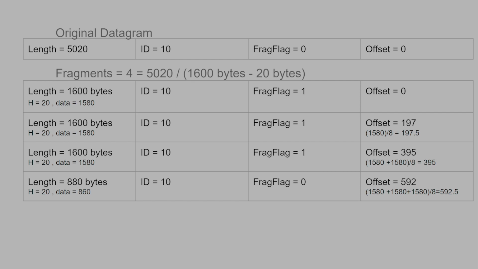So to calculate the size of each fragment, we can assume that all except for the last fragment will be full, with 1580 bytes of payload data and 20 header bytes. For the last packet, we can subtract the running total of payload bytes from the original datagram's payload. So in our example, we get 860 bytes of data with a 20 byte header for a total fragment size of 880 bytes.